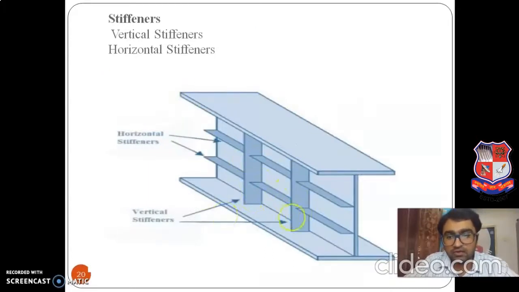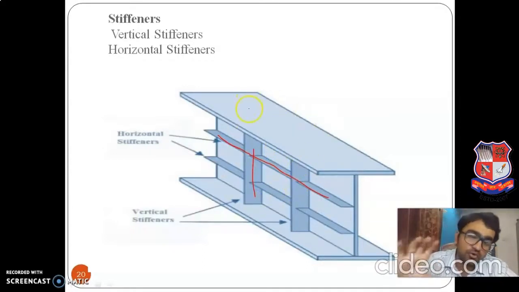Now, as I told you, a very important part is stiffeners. What are the stiffeners? They are classified into horizontal stiffeners and vertical stiffeners. You can see horizontal stiffeners and these are vertical stiffeners. Both are provided, depending on the situation, right? So I hope you understand what stiffeners are. From the figure, it is very clear to you. When it comes to the design part, you will better understand how the stiffeners are designed.